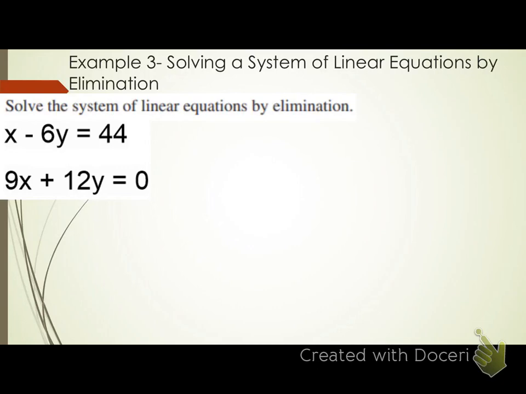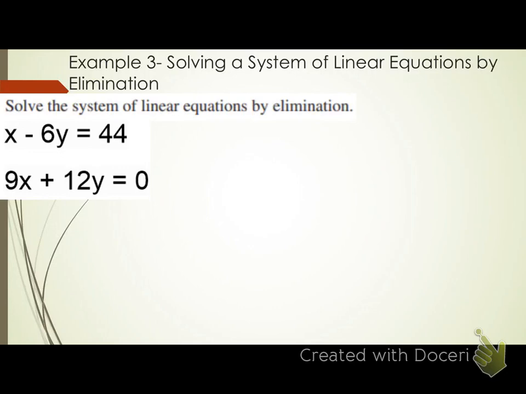So let's think about it here. Let's say I wanted to eliminate my x values. I'd have to multiply the top equation by what to get same number, opposite sign here? Close. Negative 9, right? If I multiply the top by negative 9, that would give me a negative 9x right here. I'd be able to cancel out my x values. Negative 9 is a pretty big number, right? So let's check out my y values here.